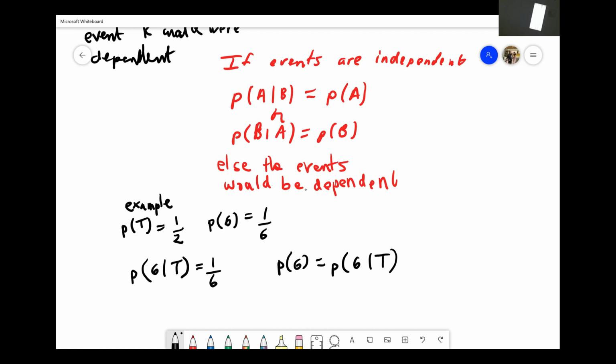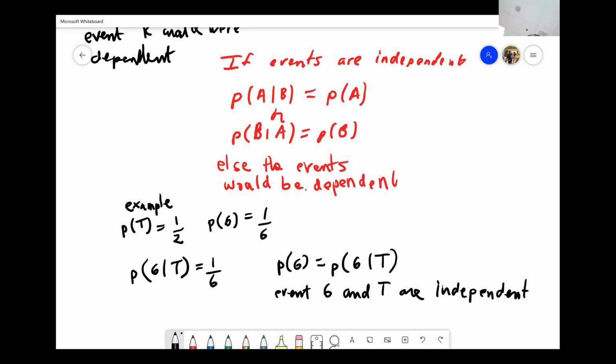That means the events 6 and tails are independent of each other because the flipping of the coin had no effect on the rolling of the die. That's what this means. Since tail didn't have an effect on 6, then it's independent. And we show it that way. Make sense? Trying to be as thorough as possible.